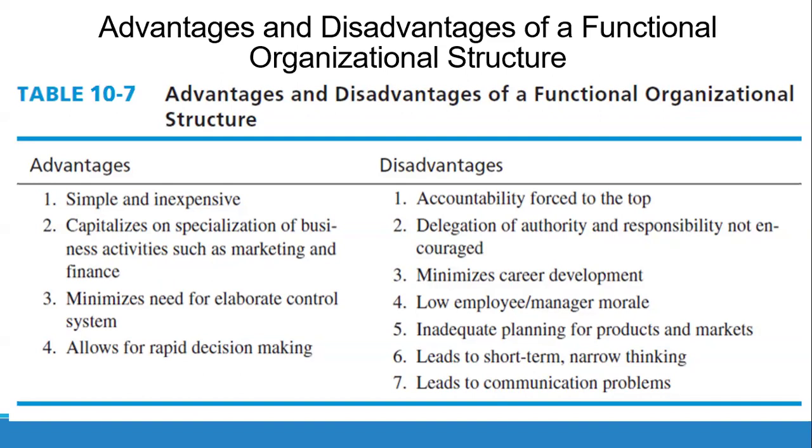In the same vein, communication is said to be problematic as far as this structure is concerned, because when information is being passed from top to down or from bottom to up, it may end up going through several channels. By the time it gets to the desired audience, it is either going to be diluted or some salient portions will be taken out of it. So for that reason, we may say it leads to communication problems.